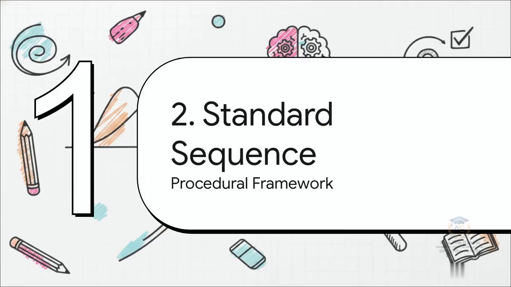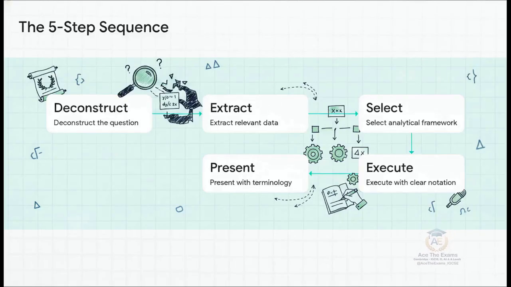Which brings us to Section 2, the standardized sequence. How do we systematically translate that deep analysis onto paper when the exam clock is ticking down and the pressure is on? We need a practical, bulletproof exam strategy.